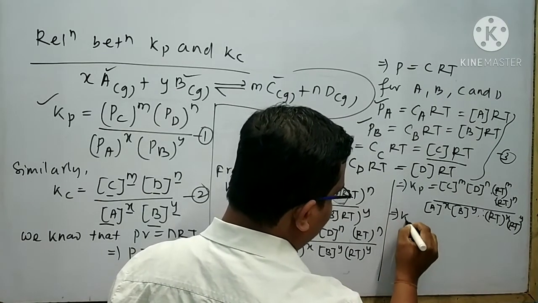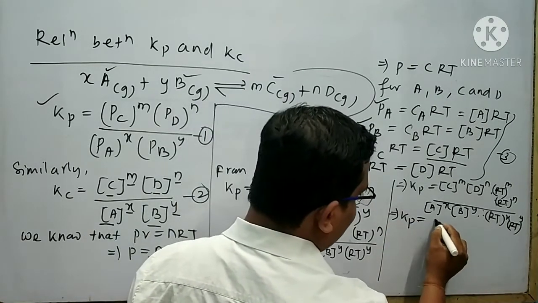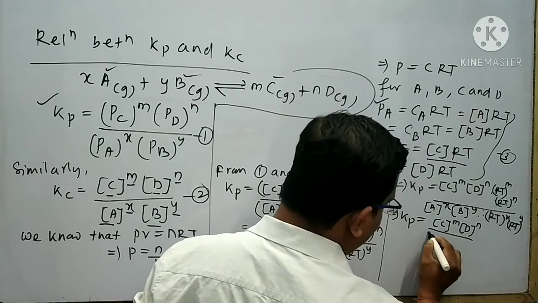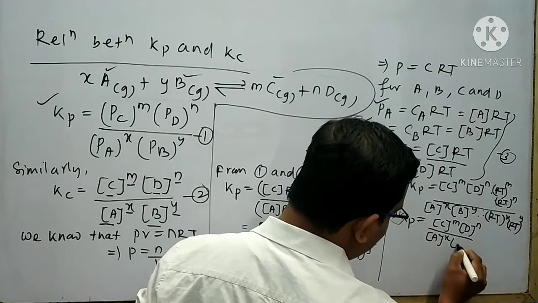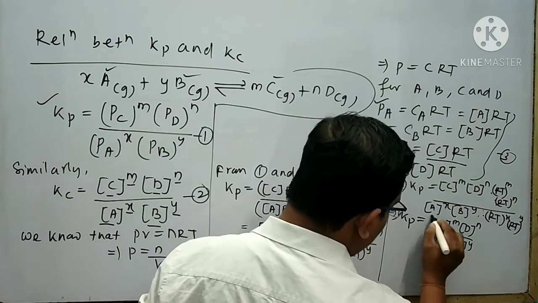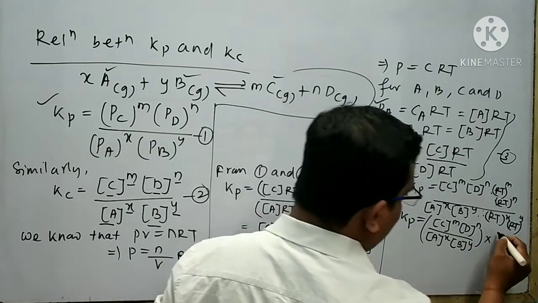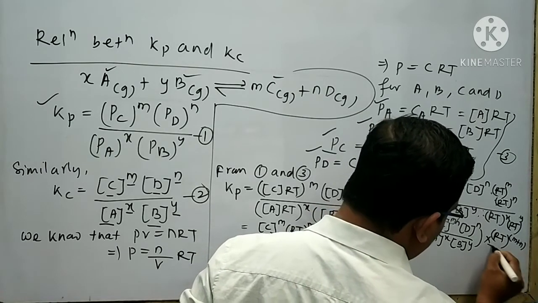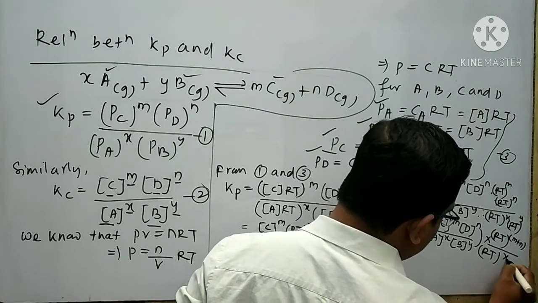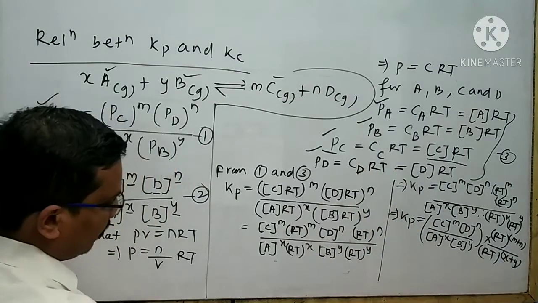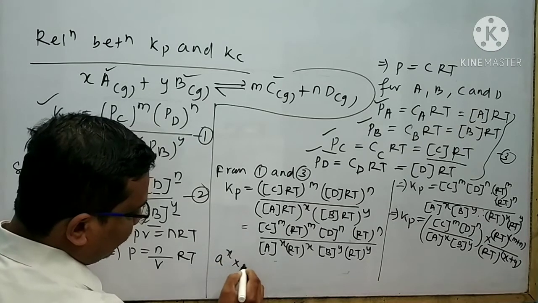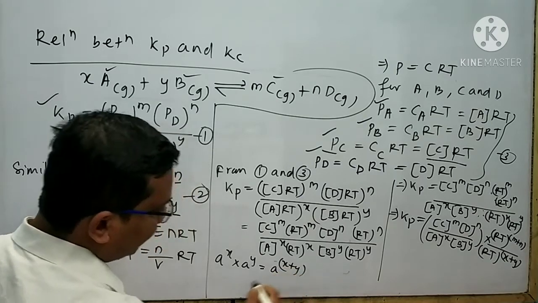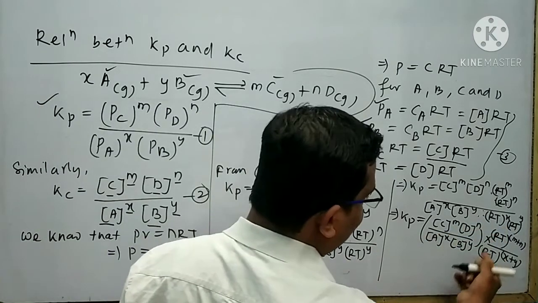This implies that I can write Kp equal to molar concentration of C power M into molar concentration of D power N divided by molar concentration of A power X into molar concentration of B power Y, into RT to the power M plus N divided by RT to the power X plus Y. Because we know that a to the power X into a to the power Y equal to a to the power X plus Y. By applying this formula here, I can write like this.